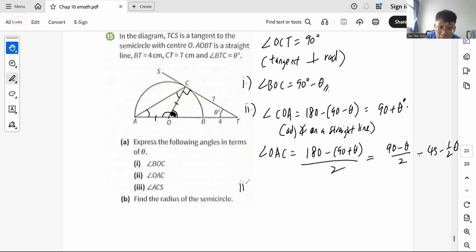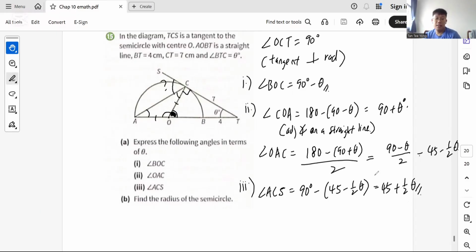Okay, then the last part, part 3. So angle ACS. ACS is over here. If you can also see, OCS is also 90 degrees. So angle ACS equals 90 degrees minus (45 minus half theta). Okay, let's just use this. How come minus that? Because OAC is the same as OCA, so we can just minus. So it's just 45 plus half theta. Okay, so that's for part 3.